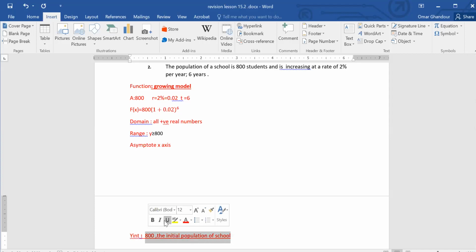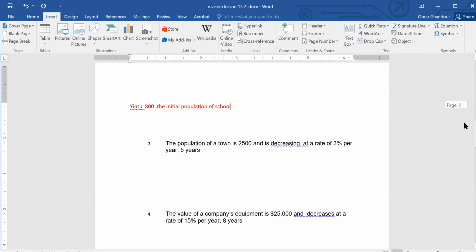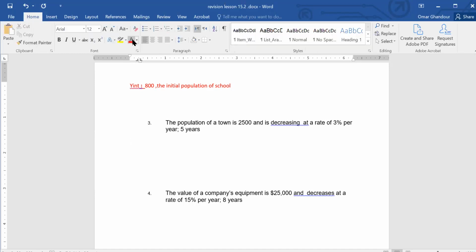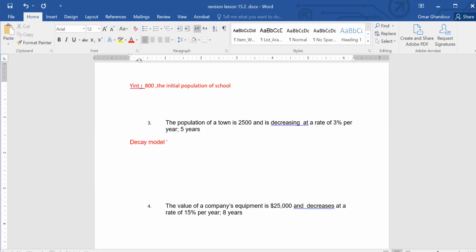Okay, let's go to question 3. The population of a town is decreasing at a rate of 3% per year. Decreasing, so I am talking now about a decaying model. Right? So let's find the values that are needed.